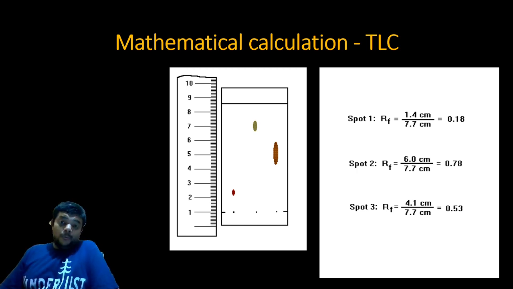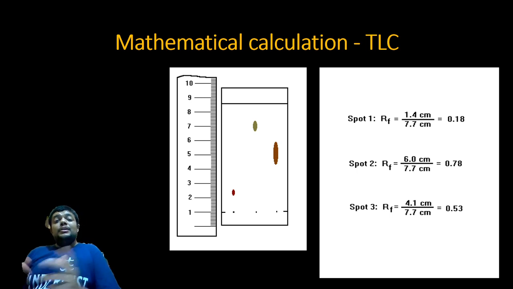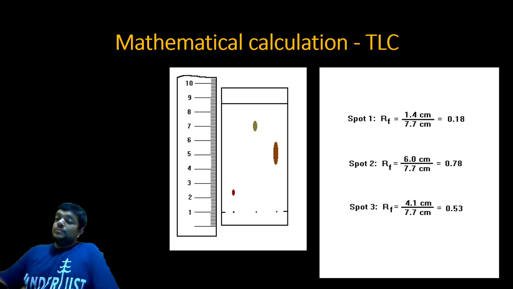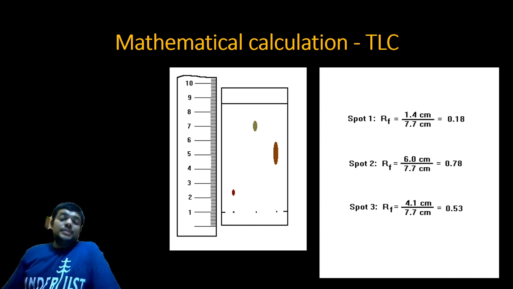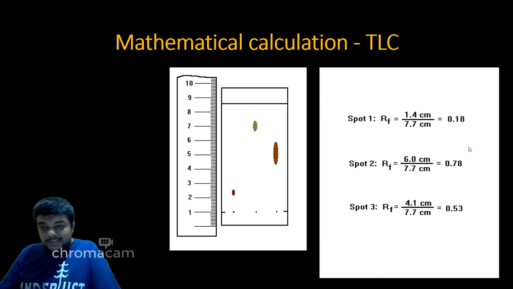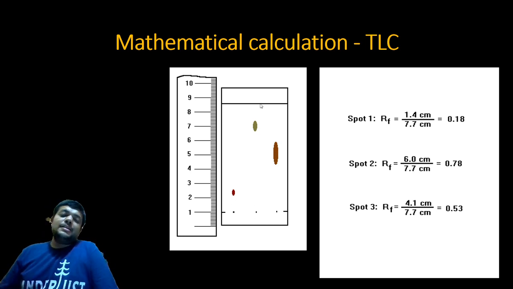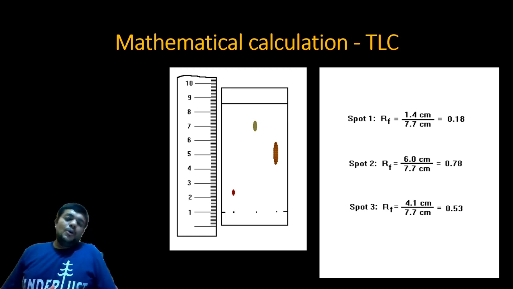So friends, this is how you calculate the RF values, and RF value will help you in determining the nature of the sample. If RF value is more, the sample has less attraction with the stationary phase. Remember very well what I am speaking. Let us check over here. Spot 2 has the highest RF value and hence it is running faster, and if it is running faster it has the least attraction with the stationary phase. Hope you are getting what I am speaking.